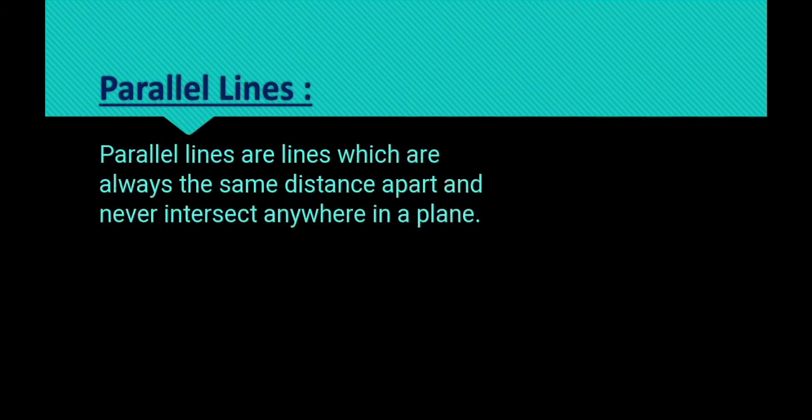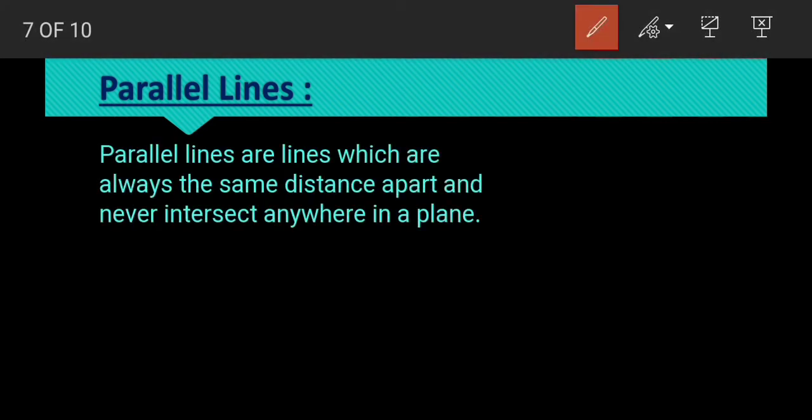Now come to parallel lines. Parallel lines are lines which are always the same distance apart. Two lines having the same distance apart and never intersecting anywhere in a plane. These are the two lines. They are always equidistant from each other and never intersect anywhere in the plane.